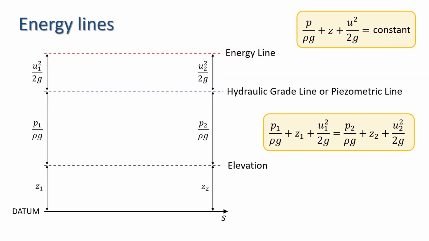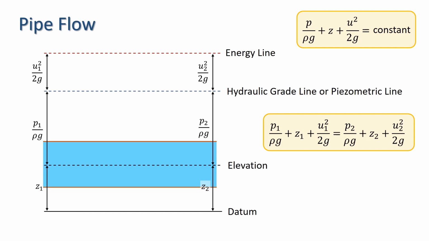The terms in the Bernoulli equation are often represented graphically, using energy lines as shown here. The line at the top represents the total energy, and is simply referred to as the energy line. The line formed by the sum of the first two terms is called the hydraulic grade line or piezometric line. The elevation z always has to be measured relative to some datum. In the example shown here, energy is conserved, and so the energy line is horizontal. So, for example, if we look at flow in a horizontal pipe and assume that there are no energy losses, we get an energy diagram like this.